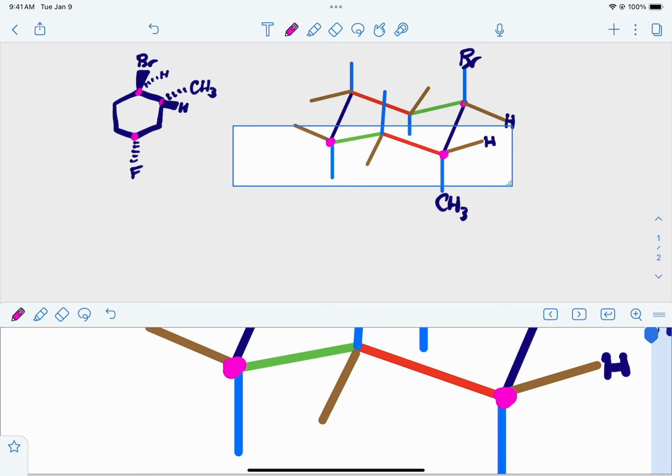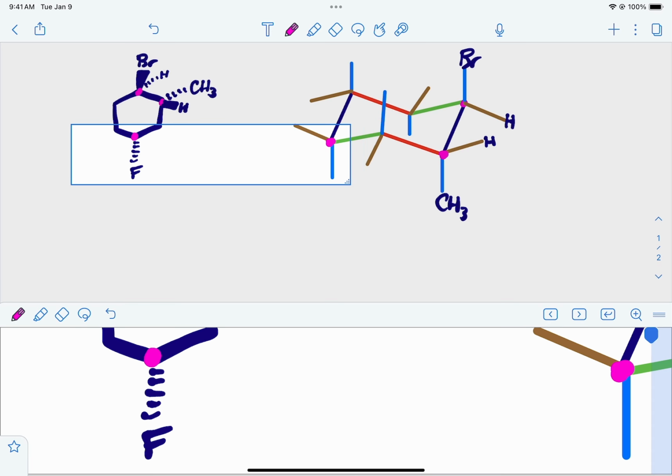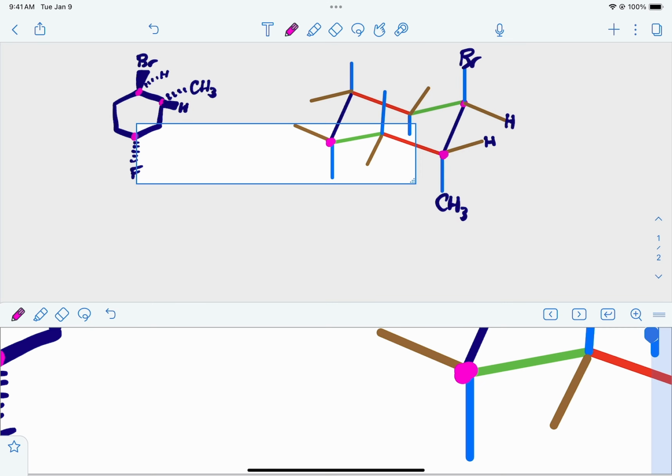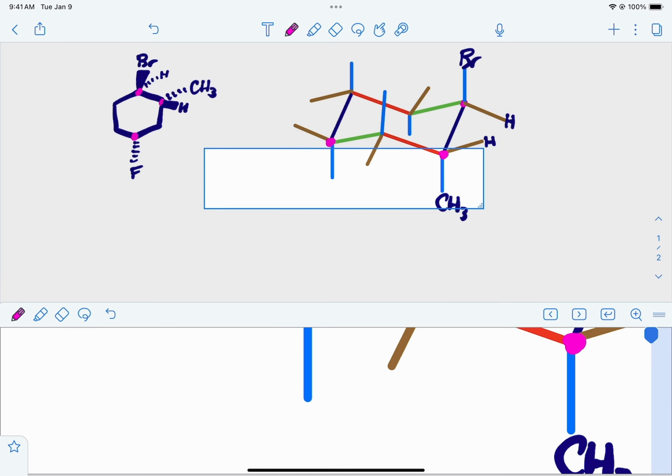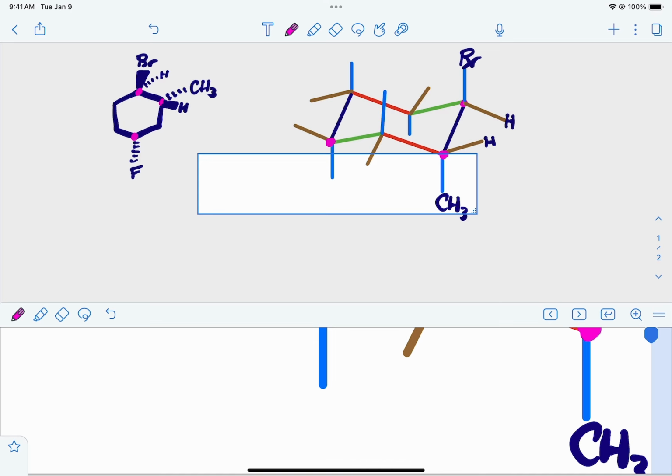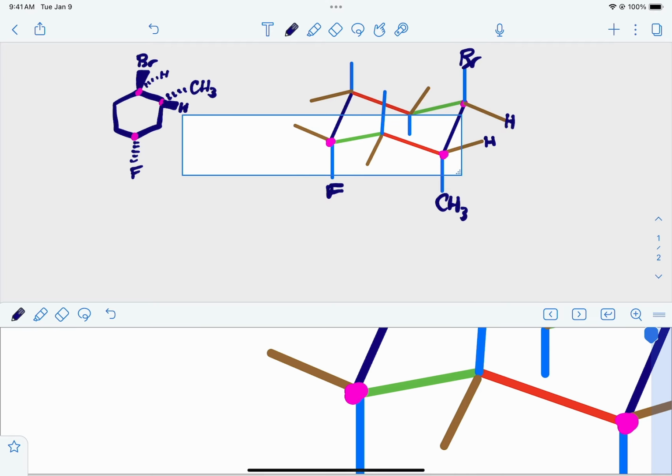Okay, so we ask ourselves, is the fluorine up or down? Well, it's down, it's dashed. And so what represents down on this chair? Well, on this carbon, it's fluorine, right? It's axial, it's down. So our fluorine goes axial. So then our hydrogen is equatorial, okay? I won't draw on all the hydrogens. But now we've placed our 3 substituents.